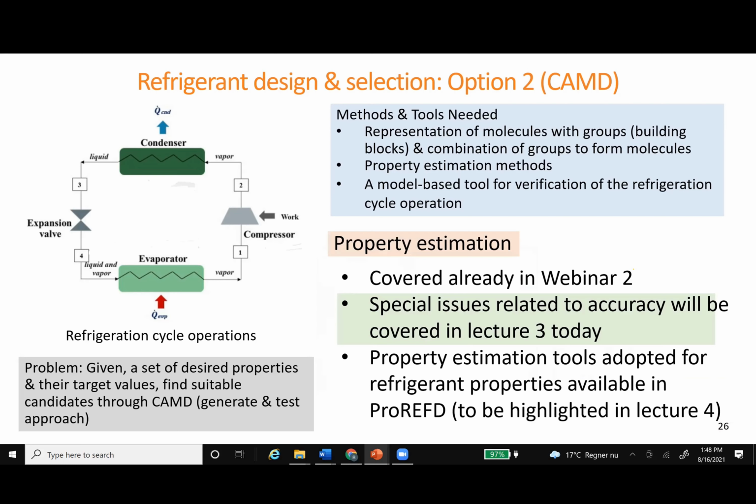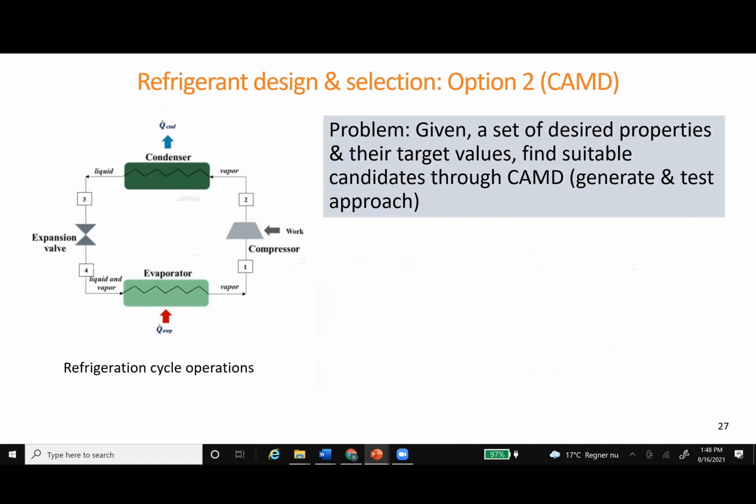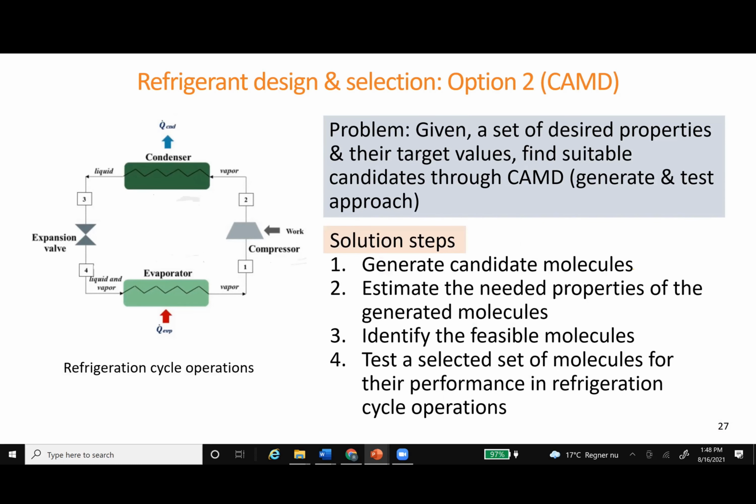But during the demonstration, some of the estimation tools will be highlighted. So now the steps, as we talked about, are: generate candidates, estimate the needed properties, identify the feasible molecules, test the selected molecule.